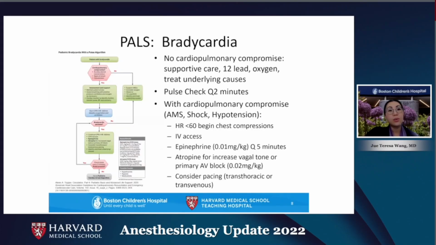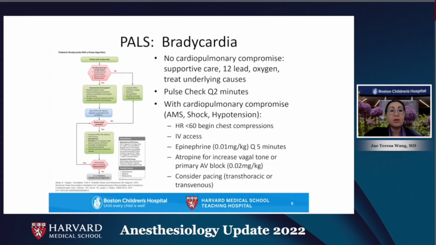The first algorithm we're going to review in the pediatric advanced life support series is bradycardia. Assess the patient, and bradycardia is defined as heart rate less than 60 beats per minute. If the patient has no signs of cardiopulmonary compromise, such as altered mental status, signs of shock, or hypotension, care is mostly supportive: provide supplemental oxygen, obtain a 12-lead EKG, and treat underlying causes such as hypothermia, hypoxia, or medications.